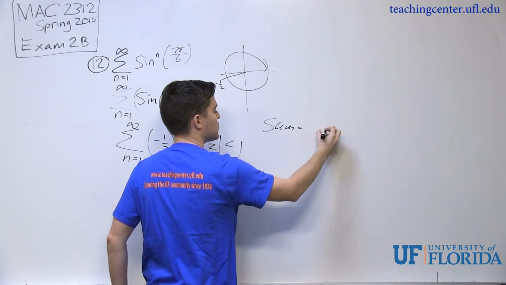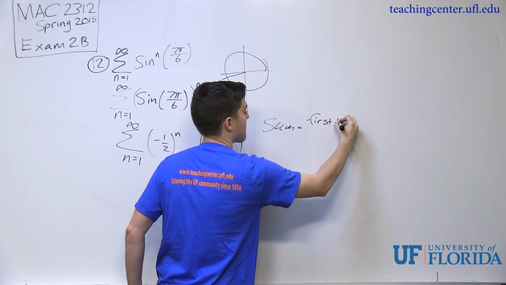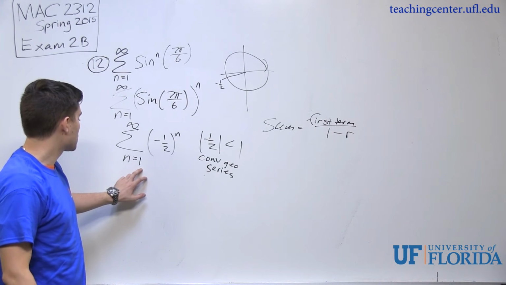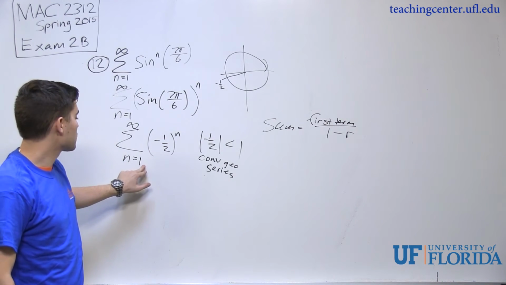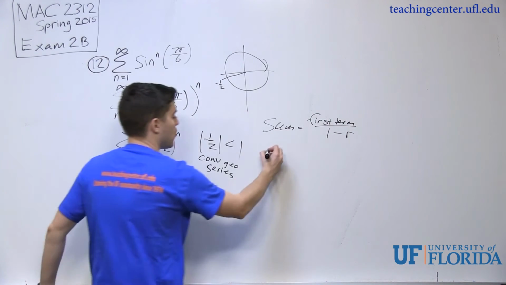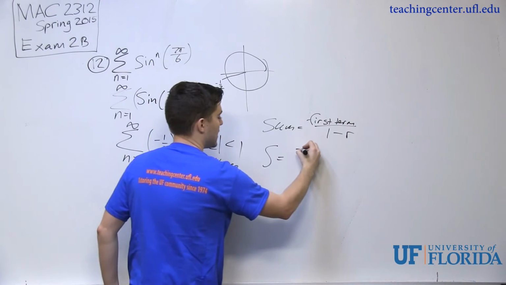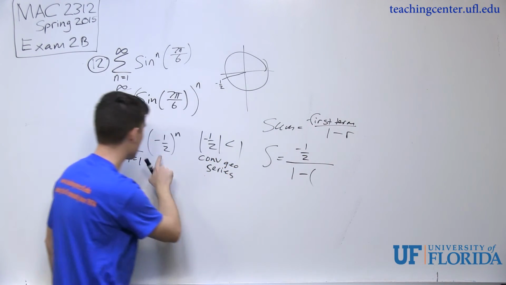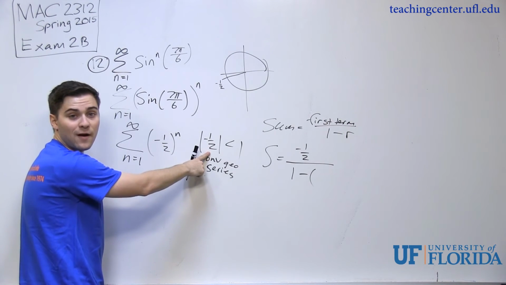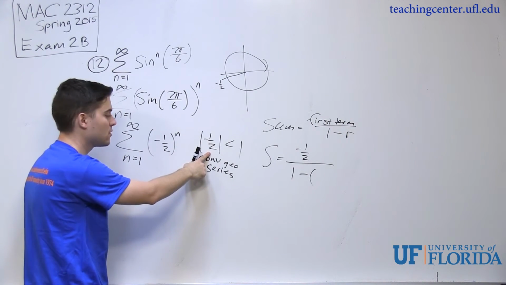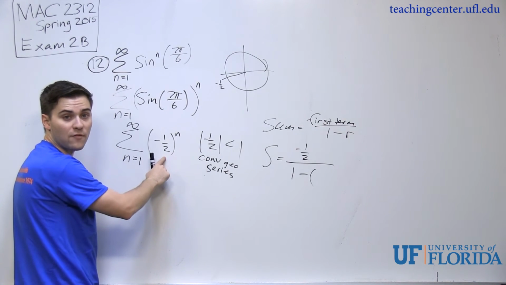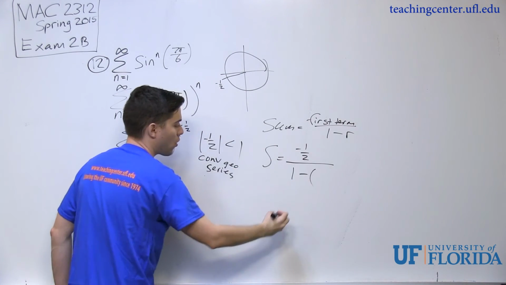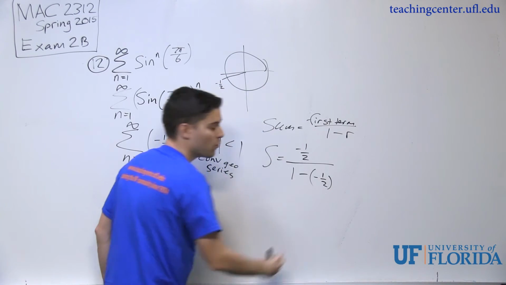The sum is equal to the first term over 1 minus r. So I'm starting at n equals 1 in this case, so my first term is just at n equals 1. So S is equal to negative 1 over 2 over 1 minus, and it's important to remember that this was a negative. Even though we took the absolute value to prove convergence, we don't stick with the absolute value. All we do is look at whatever this number is in here. So our r is negative 1/2. When I go to plug in for r, I plug in negative 1 over 2.